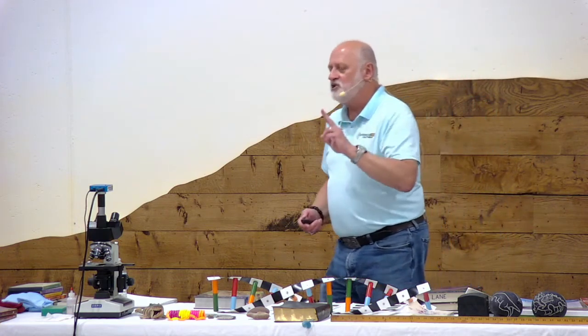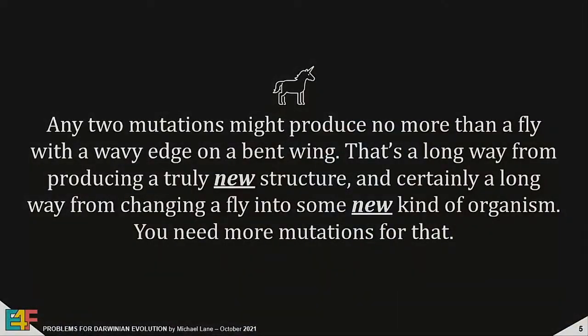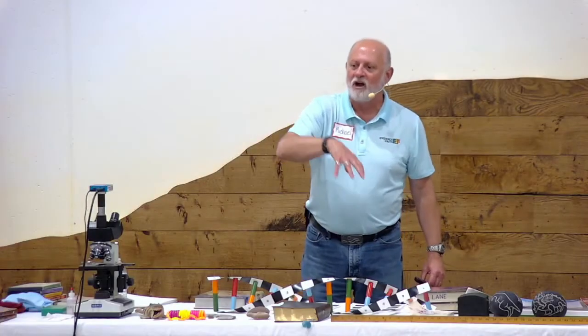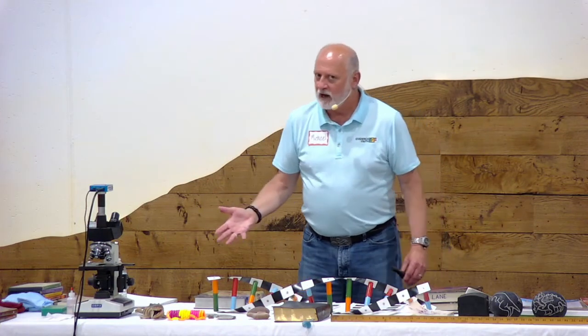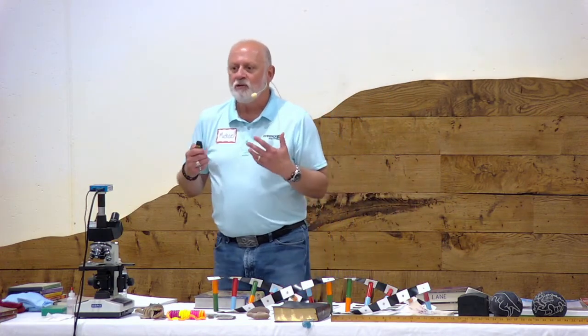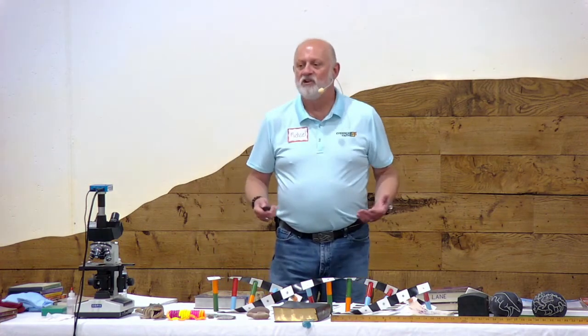Now, mutations like this might produce in a fruit fly maybe a very wavy edge of a wing. It's a long way from producing a totally new structure. 2 mutations is not going to do that. Most of the times we get 2 mutations like this, it causes a cancer. But that's a long way from forming a totally new creature, going from, say, an earthworm to a grasshopper. That's a major thing, going from a fish into an amphibian, from an amphibian into a reptile, from a reptile into a mammal. Those have got to be a lot more mutations. So there has to be more mutations for these things to occur.